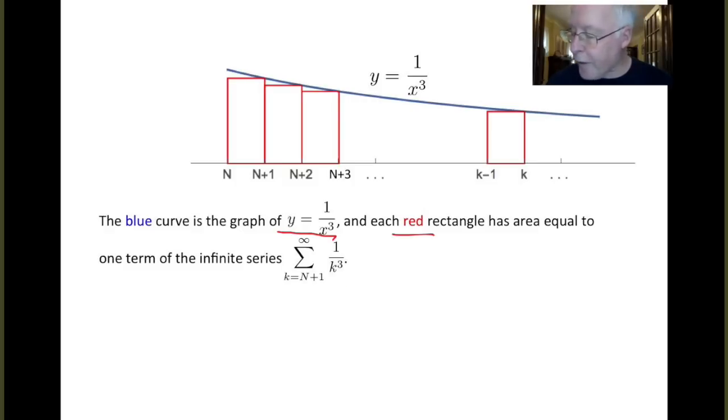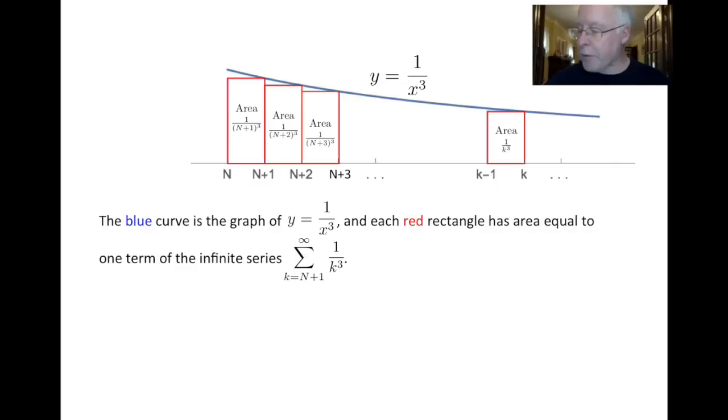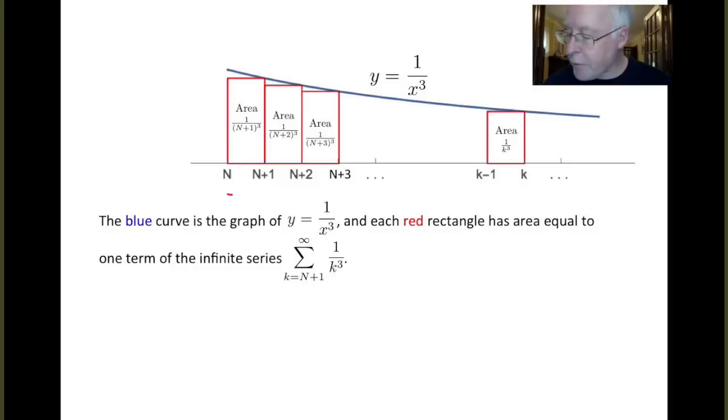And each red rectangle is a term of the series summation k equals n plus 1 to infinity, 1 over k cubed. So just as in the previous example, we have used right endpoints to determine heights of these rectangles. So the first rectangle has width 1, height here is going to be 1 over (n plus 1) cubed. And notice that rectangle lies under the graph, and because this graph is decreasing, all these rectangles determined by right endpoints are going to lie under the graph.